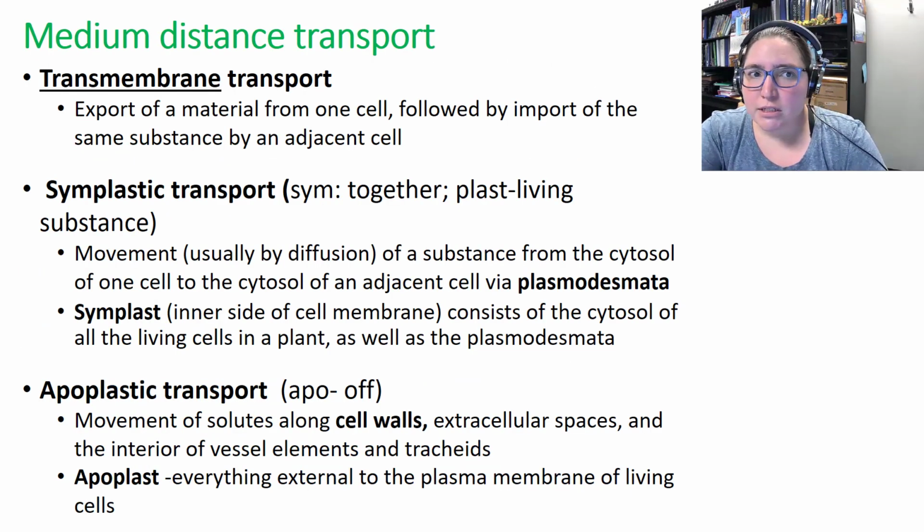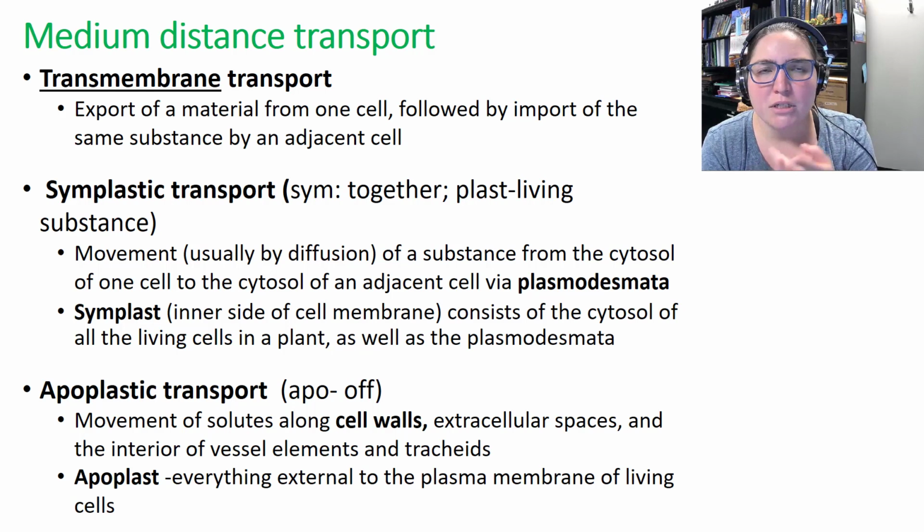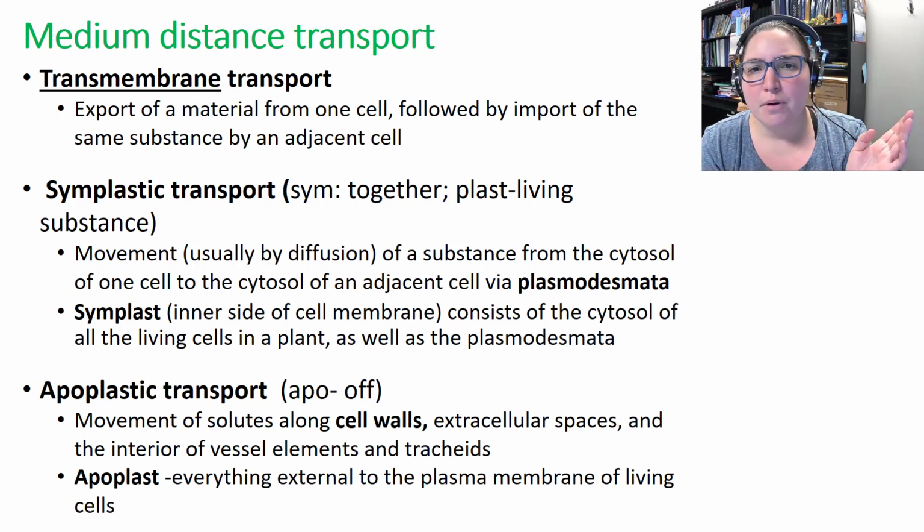So we made it through short distance transport. Let's do medium distance transport. For medium distance transport, we've got transmembrane transport, symplastic transport, and apoplastic transport. Transmembrane is basically going across the membrane. So it's export of material from one cell, followed by import of the same substance to the neighboring cell.